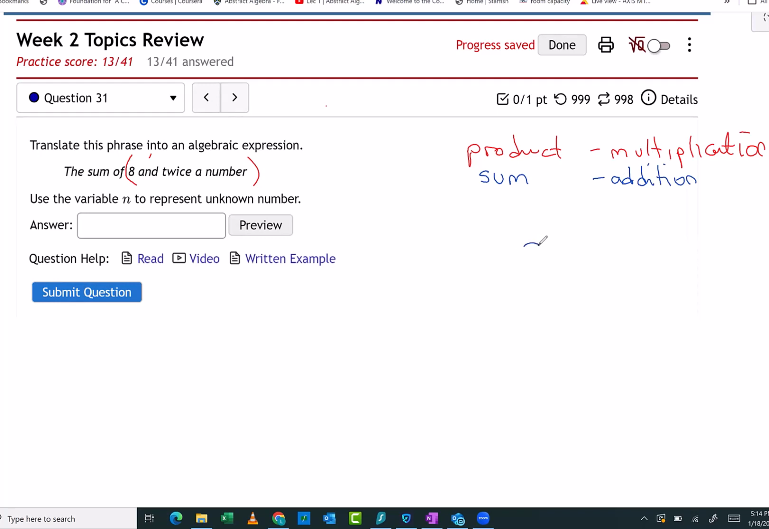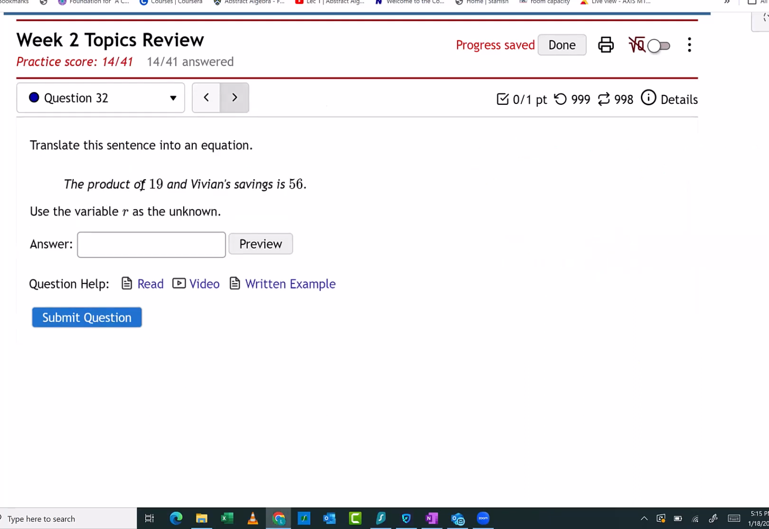I have 8 plus 2 times a number, and they told me that I want to use the variable n. That's the sum of, because I'm adding 8 and twice a number. We don't know what the number is. We just leave it as n. The product of. Remember, we talked about what product is. Product is multiplication.